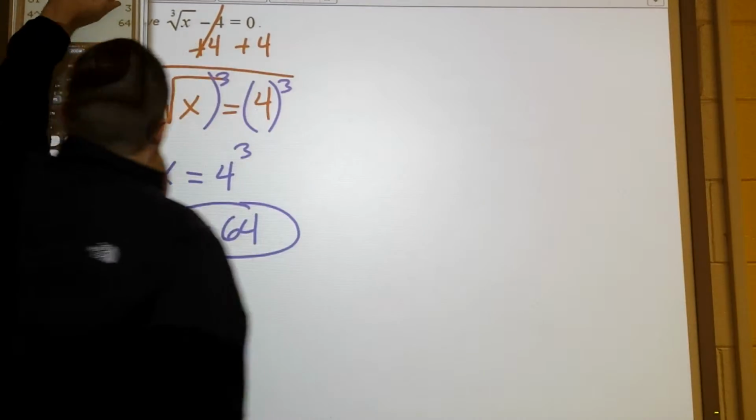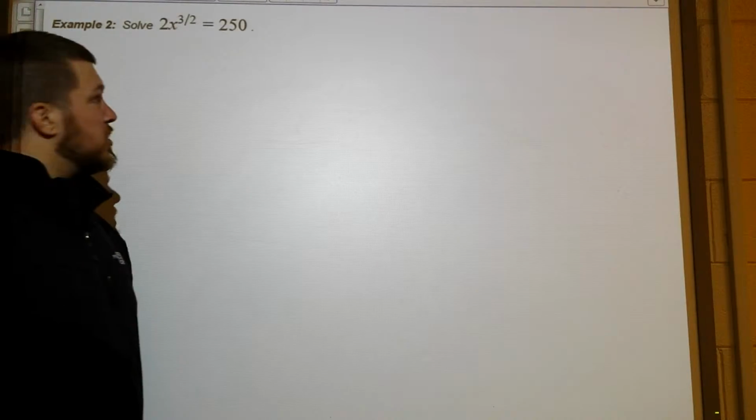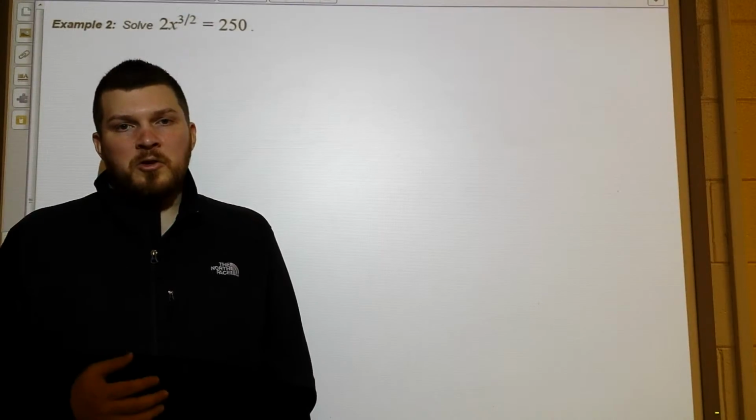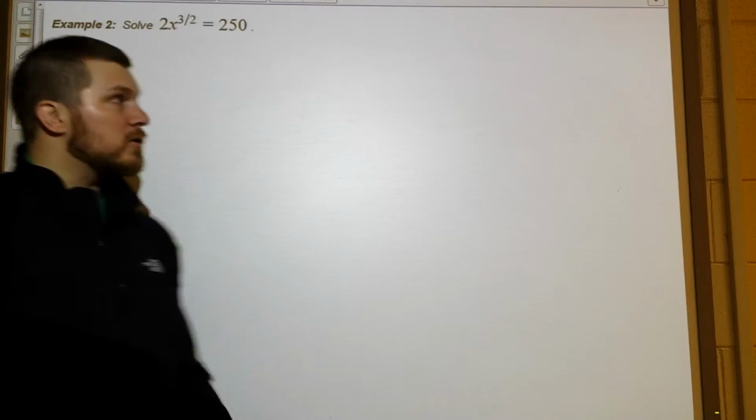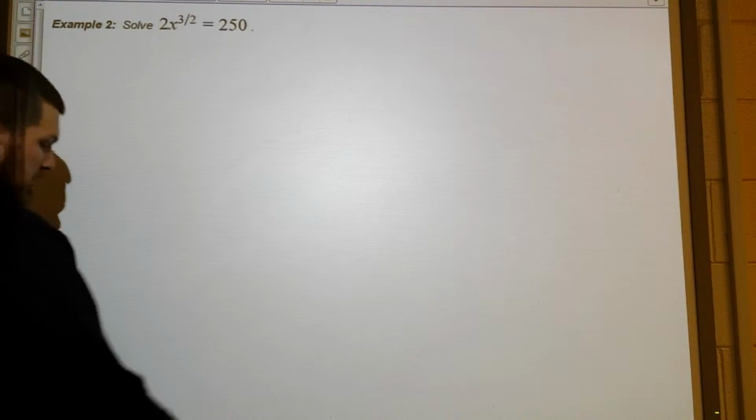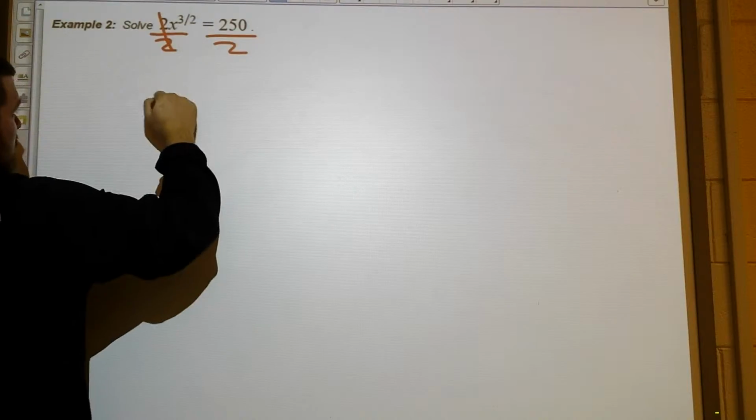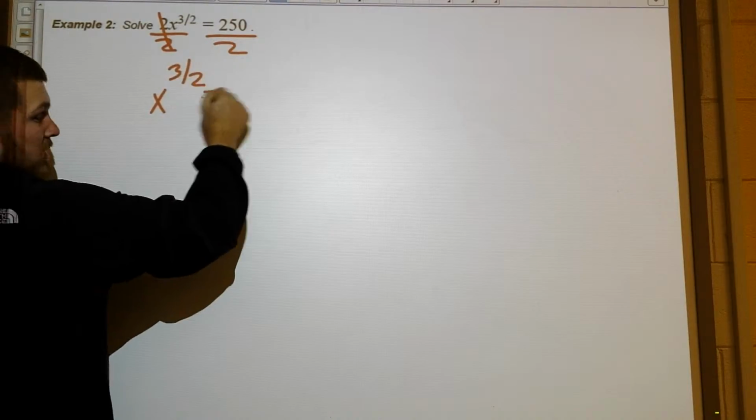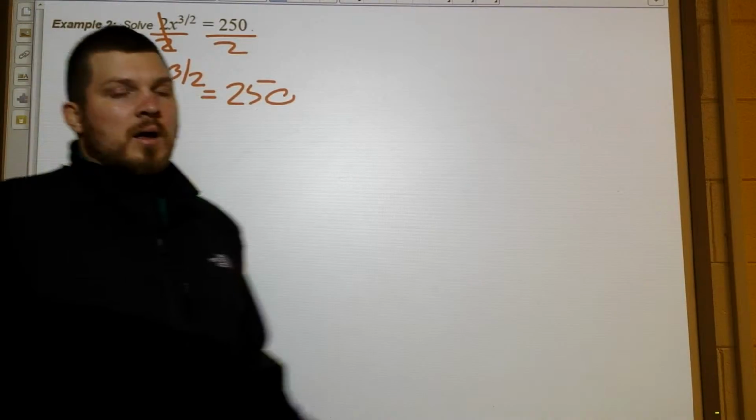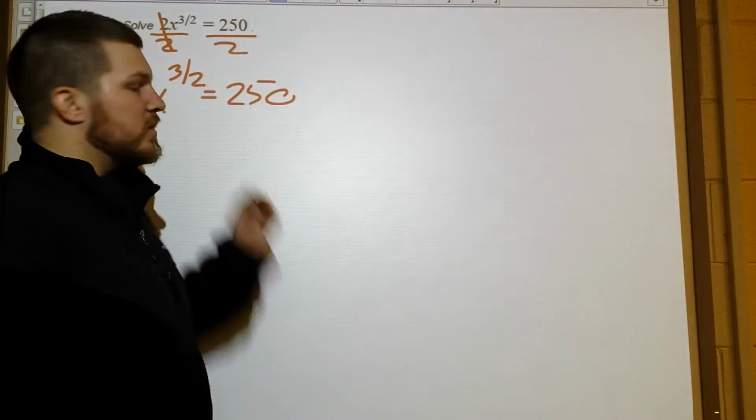Okay, let's do another example. I want to solve 2 times x to the 3/2 power equals 250. Like I've said before, you want to get your power or your root by itself first. In this example, I need to get rid of the 2, so I'm going to do that by dividing both sides. So x to the 3/2 equals 250. Well, I don't want x to the 3/2, I want x, so I've got to get rid of this 3/2 power.